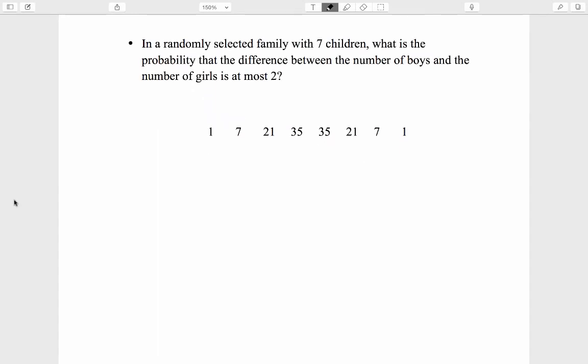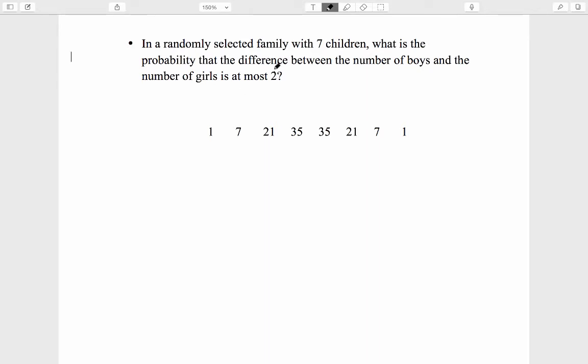In a randomly selected family with 7 children, what is the probability that the difference between the number of boys and the number of girls is at most 2? As always, for experiments of this type, we write down the appropriate row of Pascal's triangle, in this case the 7th row, because there are 7 stages in our experiment.